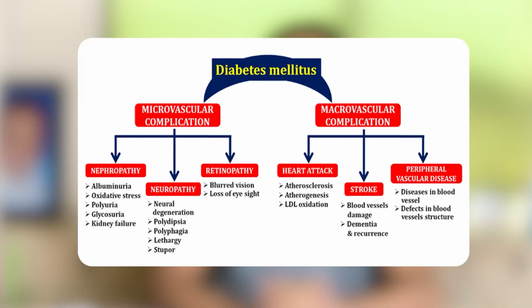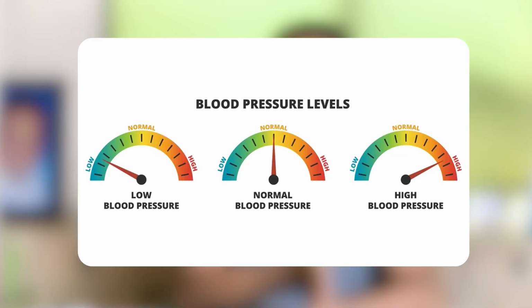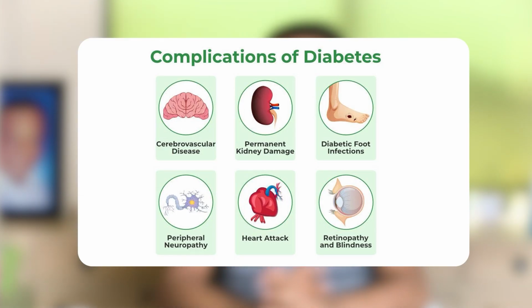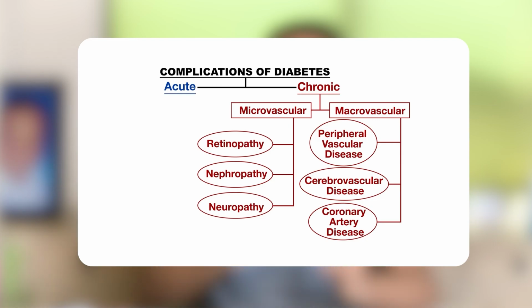So let us briefly understand what the micro and macrovascular complications are, and why they are important. If we don't treat it and control the blood pressure and blood sugar, you can have these complications later on in life. We divide the complications of diabetes into two major divisions: the acute complications and the chronic complications.